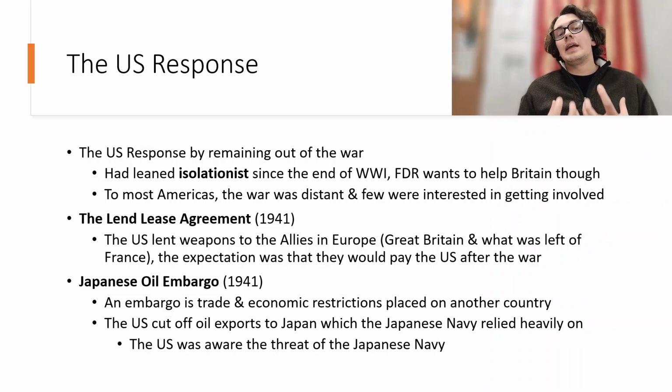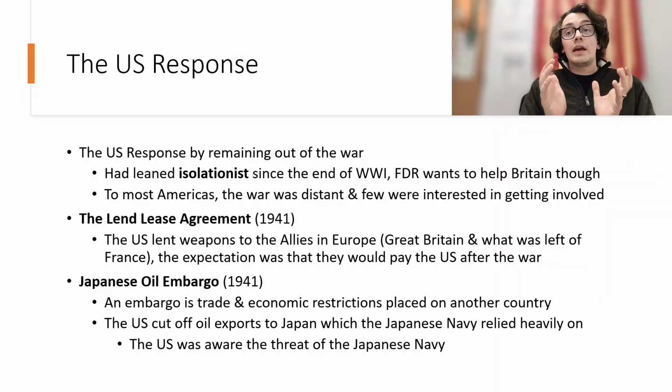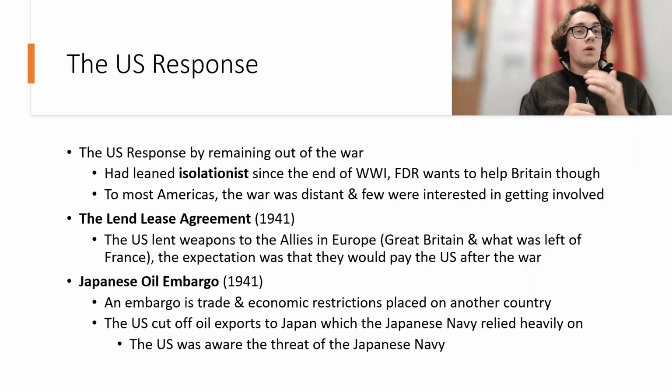Another major step they take that year in 1941 is they put an oil embargo on Japan. They basically say, Japan, we are not selling you any more oil until you stop your war machine, because their expansion is getting closer and closer to U.S. territory of the Philippines and Hawaii. The Japanese Navy is going to rely very, very heavily on American oil. The U.S. is aware that if Germany or if Japan are going to mess with the U.S., it's going to be Japan first.